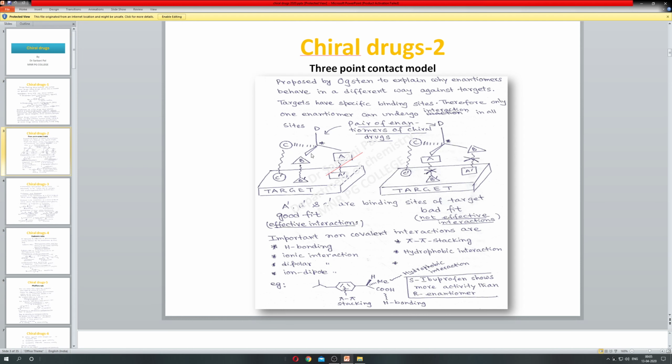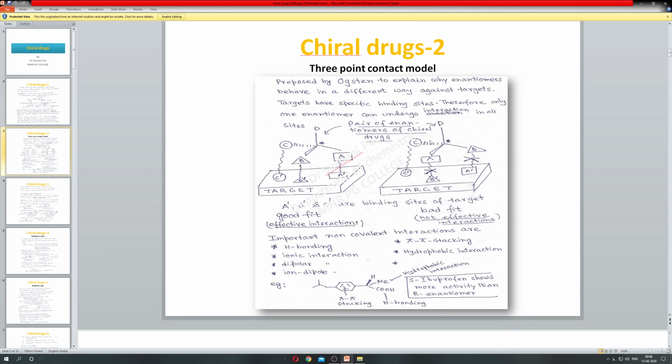Now the enantiomer of this drug molecule: in this picture A, B, C, D are all in a clockwise manner, but in this picture A and B have exchanged their places, so the relationship between these two molecules is that they are a pair of enantiomers. The C and D are as they are, but A and B are in a different position.